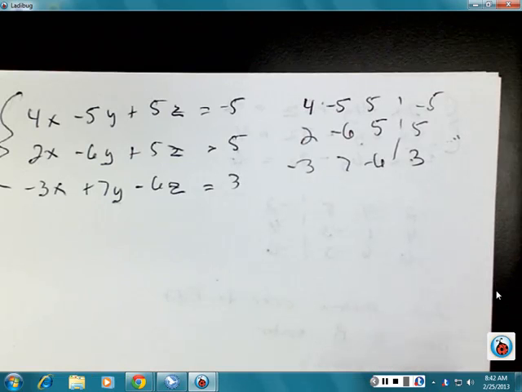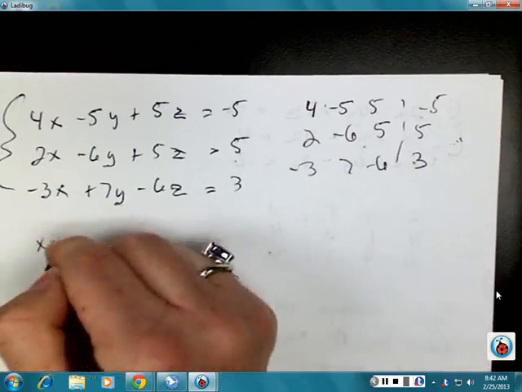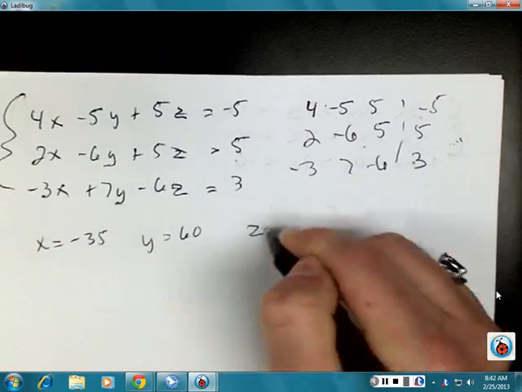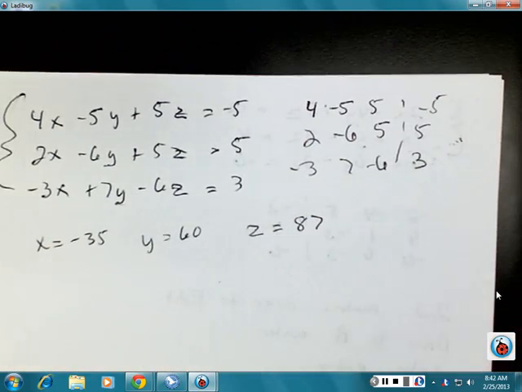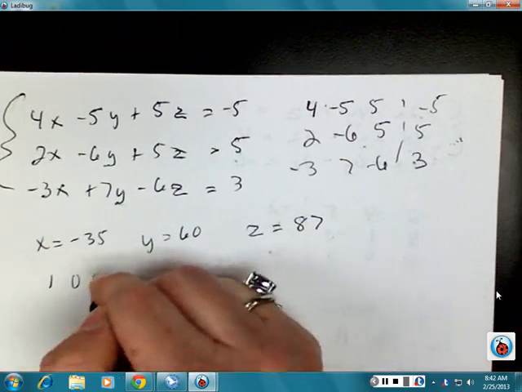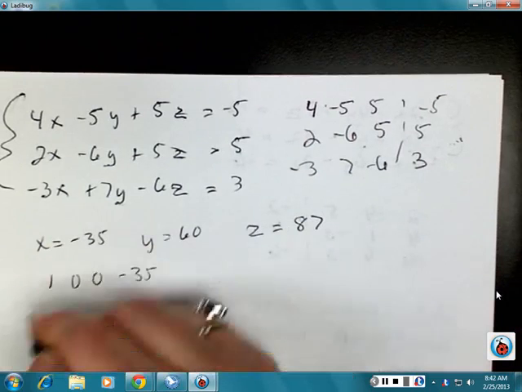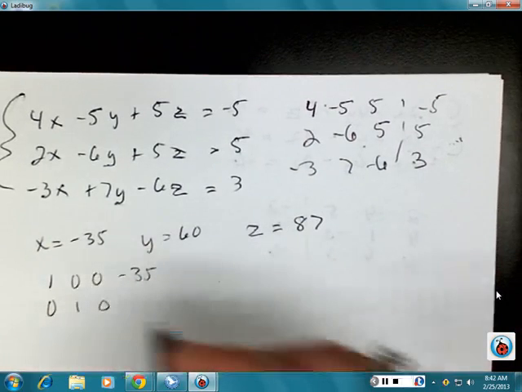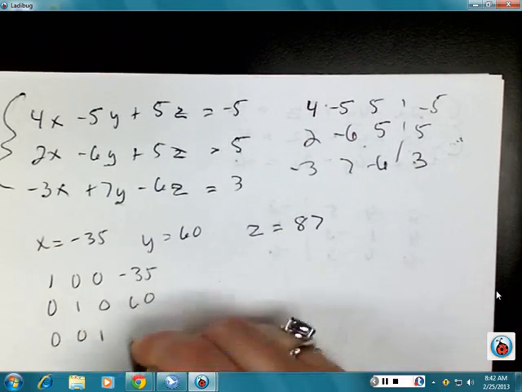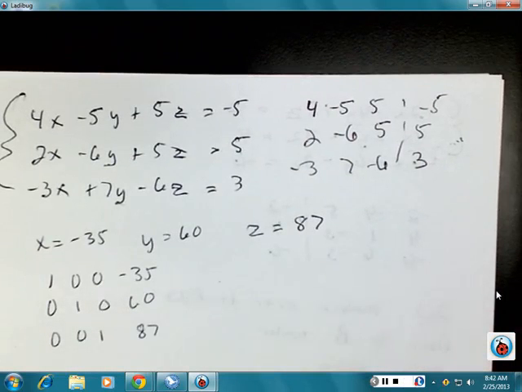So, anybody have an answer yet? What is it? X equals negative 35, Y equals 60, and Z equals 87. Yep. Okay. Everybody agree with that? So it should look on your calculator something like 1, 0, 0, negative 35, 0, 1, 0, 60, and the last one is 0, 0, 1, 87. So that's what you should have on your calculator when you did that one.